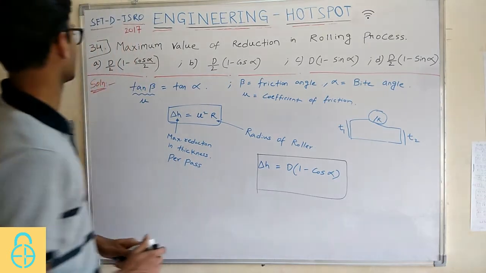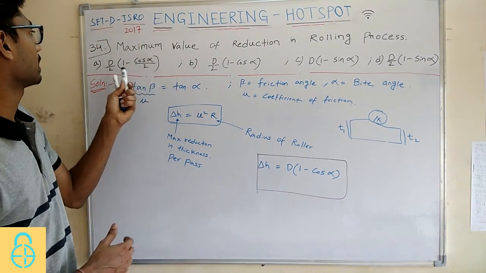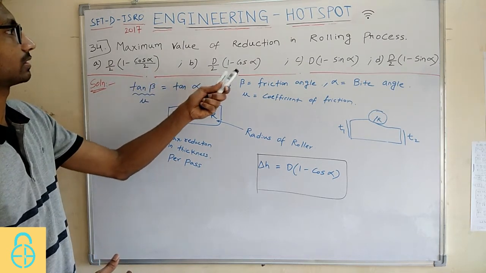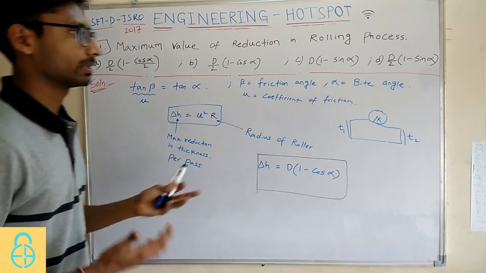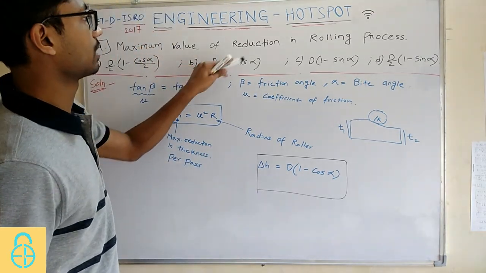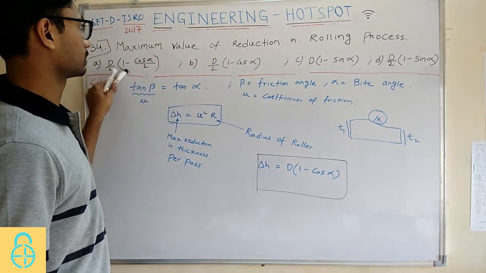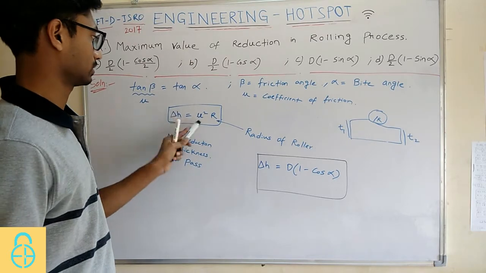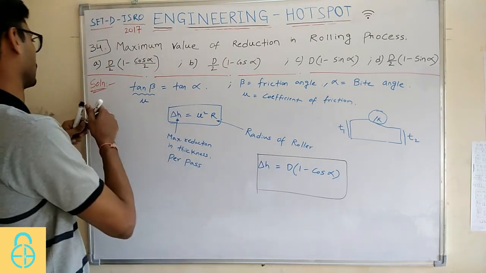If you see the options, they have asked about the maximum reduction, but they have given options like this. Even if you make any changes, you will never get any of these options. These options will never satisfy this equation. So all these options were wrong.